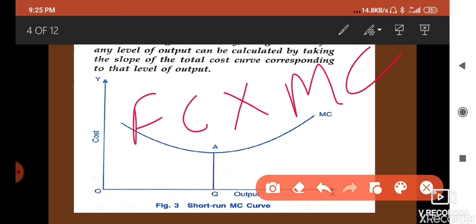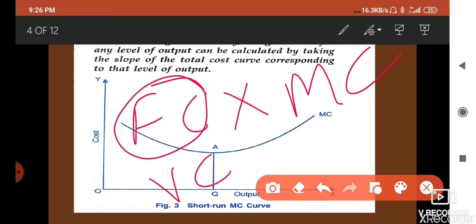Keep this concept in mind: marginal cost doesn't depend on fixed cost, because it is fixed for every unit. It is linked with the variable cost. Further, I will tell you the formula to calculate MC with the help of TVC, or TVC with the help of MC. So let us discuss the second point.